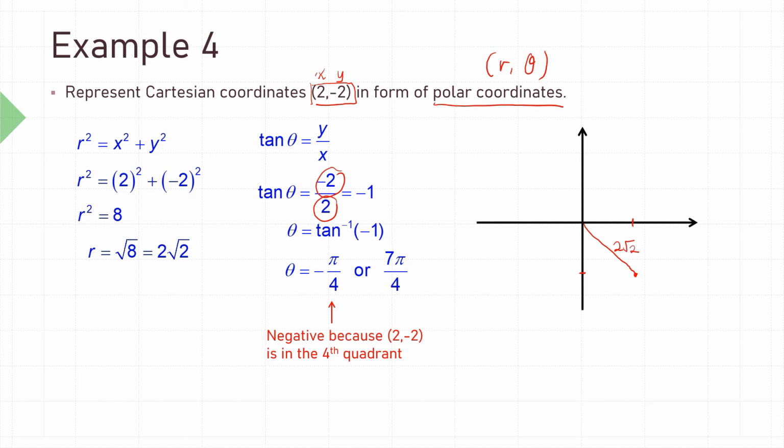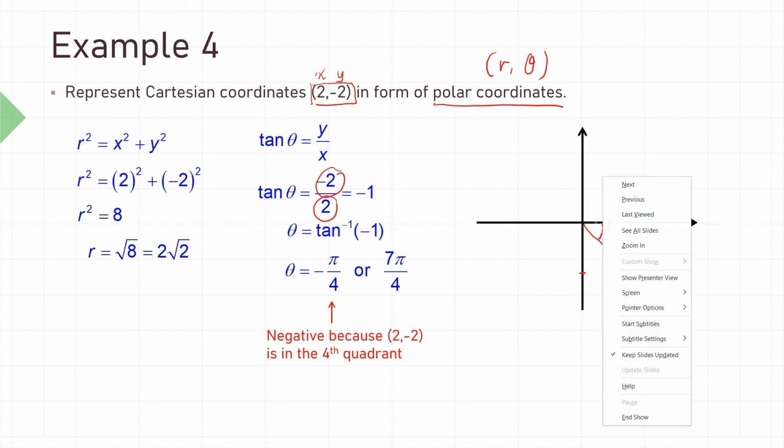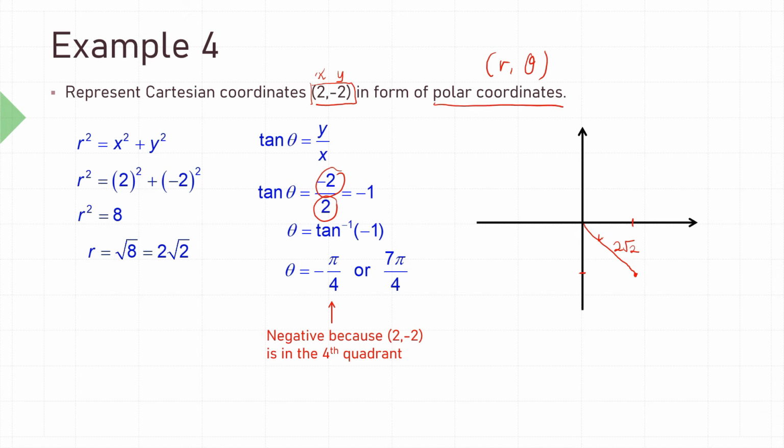We recall that theta is the angle made between this line and the polar axis. Which one is the polar axis? Of course, this one. So we have to make the angle theta with that line. Since it goes clockwise, this one should be negative pi over 4.